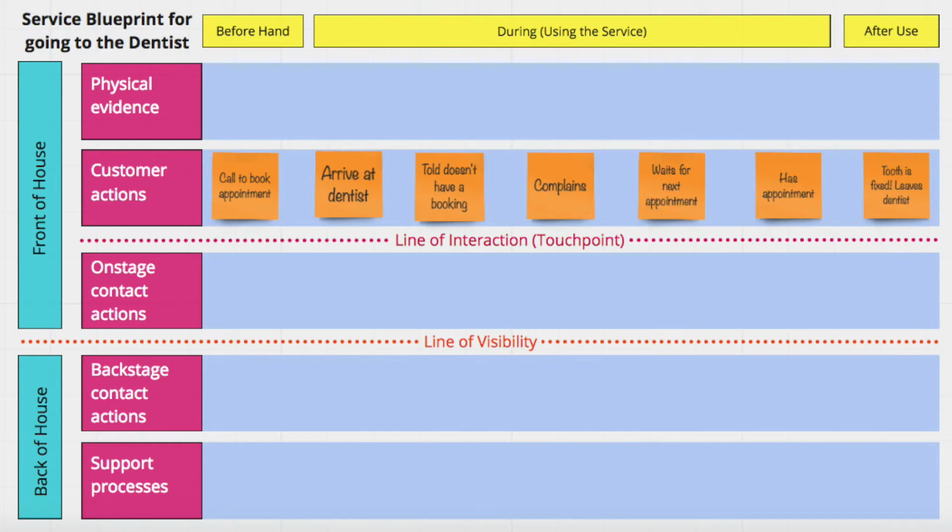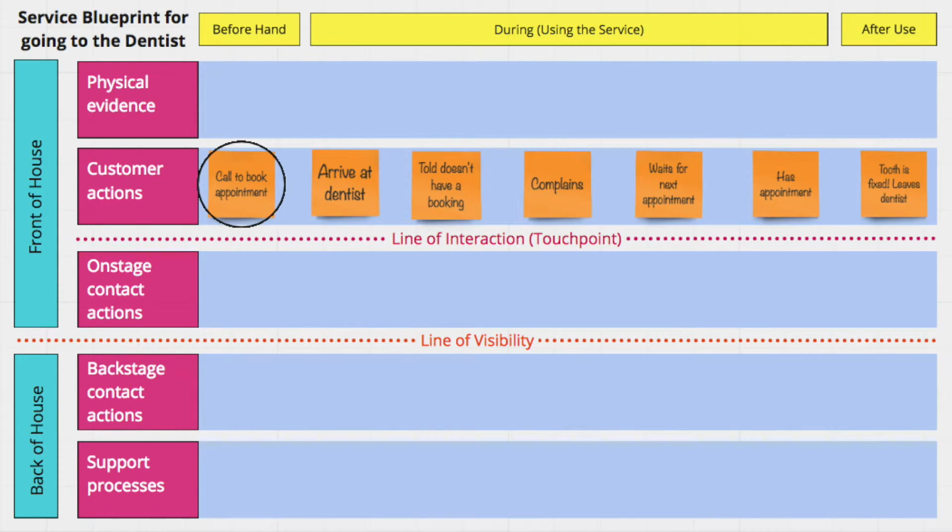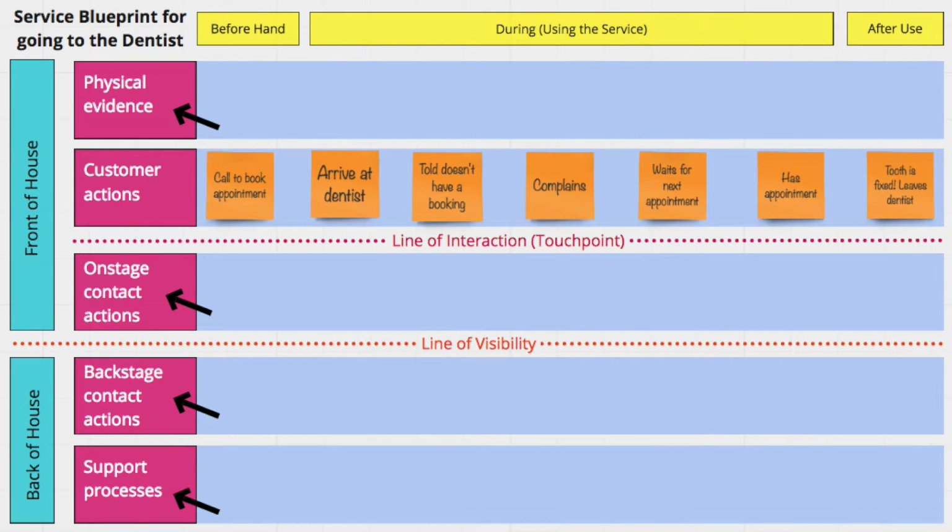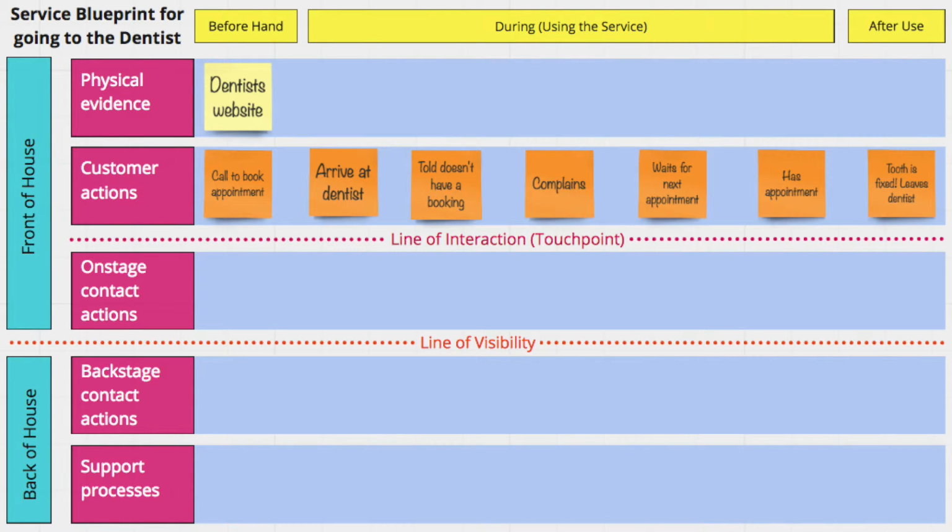The next step is to focus on how the service company, in this case the dentist office, can support each customer's action. Now let's look at the first guest action, which is call to book an appointment. So what physical evidence does the customer see to call and book the appointment? They see the dental office's website where they can look for the contact information.